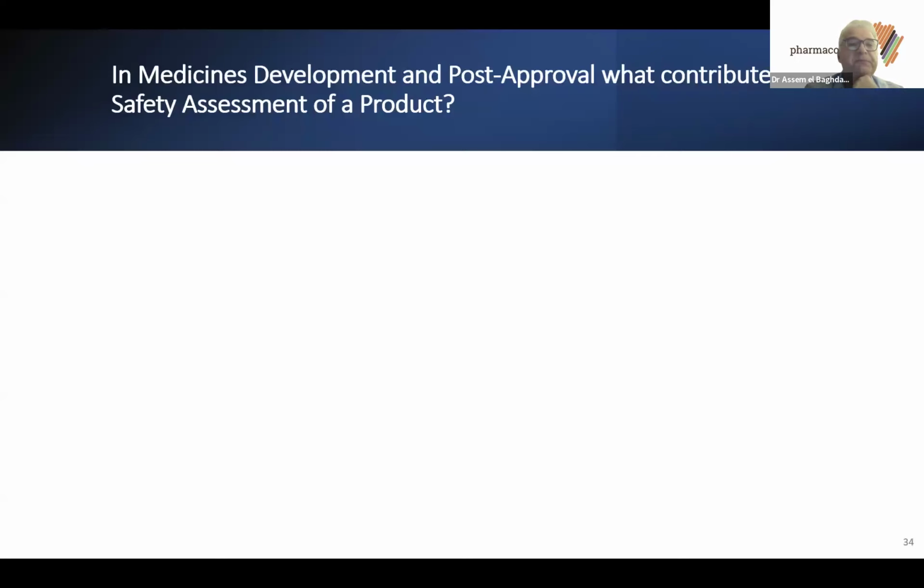And here is a question for you guys, so be ready. In the medicine development, post-approval, what contributes to the safety assessment of a product? Just give me one thing. What contributes to the safety assessment of a product post-approval?